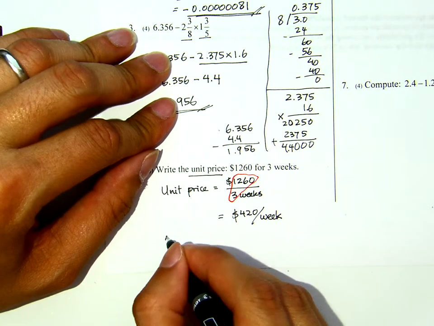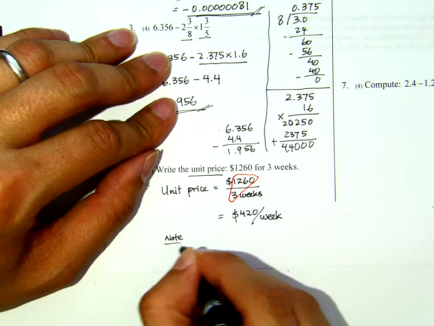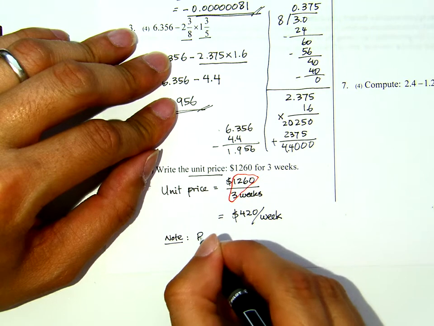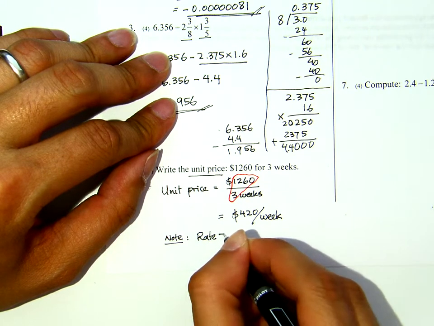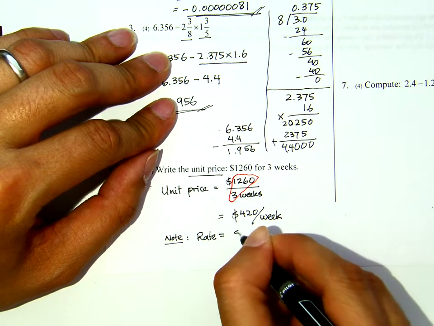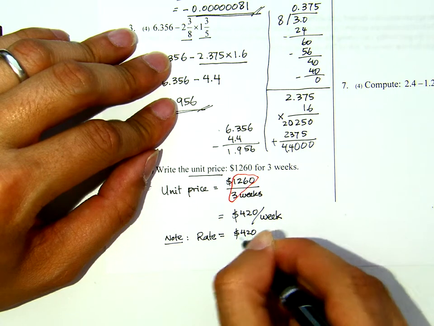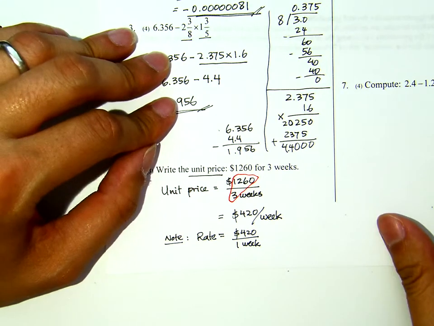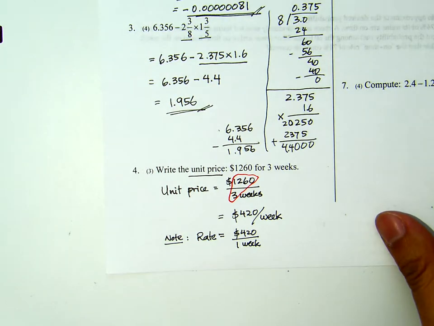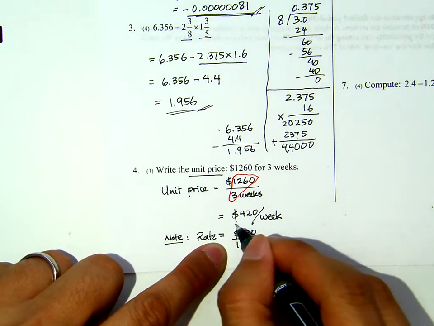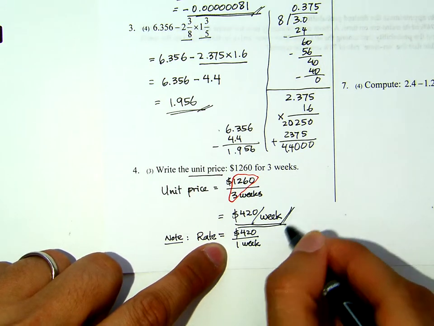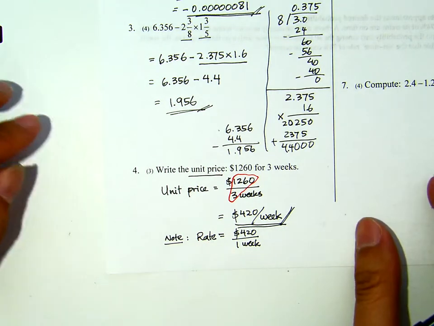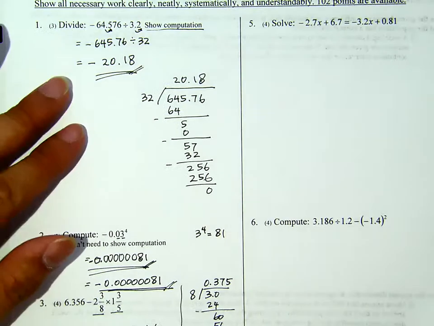Now let me write a note here. What will that be if I write it as a rate? As a rate, I hope you see the difference. If I write it as a rate, it will be $420 per 1 week, because as a rate, we will write that as a simplified fraction. So that's what the rate will look like. But the answer here as a unit price will be $420 per week. That's for number 4.